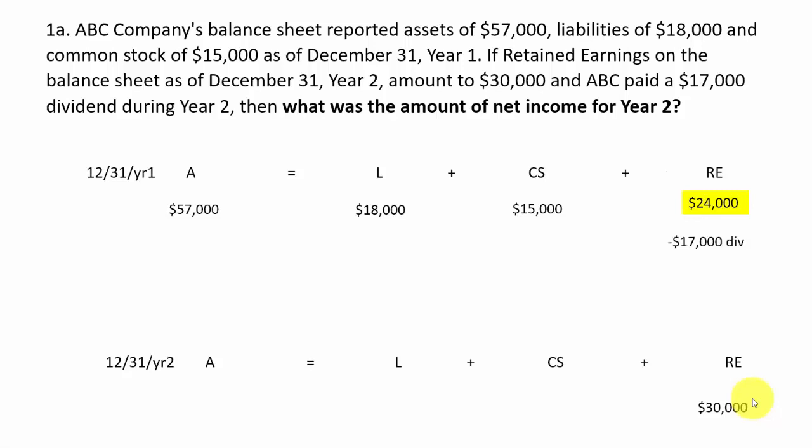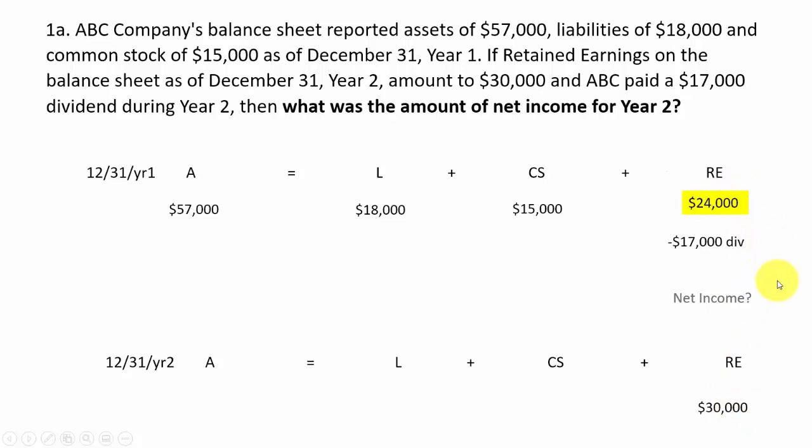So it looks like the company paid out dividends of $17,000, and still the retained earnings went up. That $30,000 is after everything had happened, that is, after all the income and after all the dividend payments. So what we're trying to find out is, what is net income in year 2? So 24 minus the dividend payment plus whatever net income was had to equal $30,000.